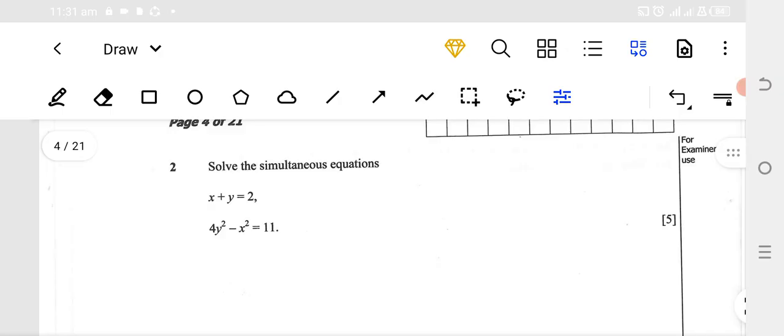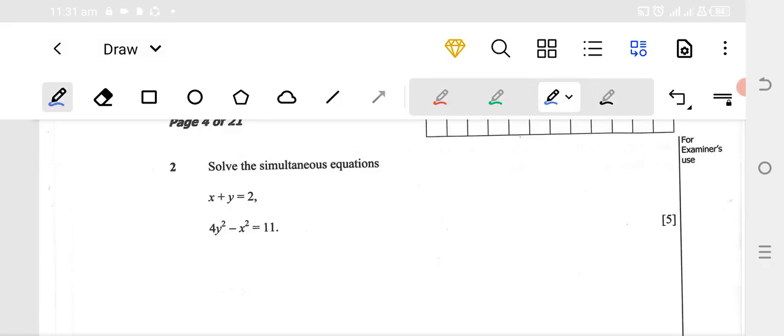Then you have your question 2, which says, solve the simultaneous equations. It's carrying 5 marks. So our aim is to make one of the letters, either x or y, the subject of the formula, and then we come and substitute in that equation.